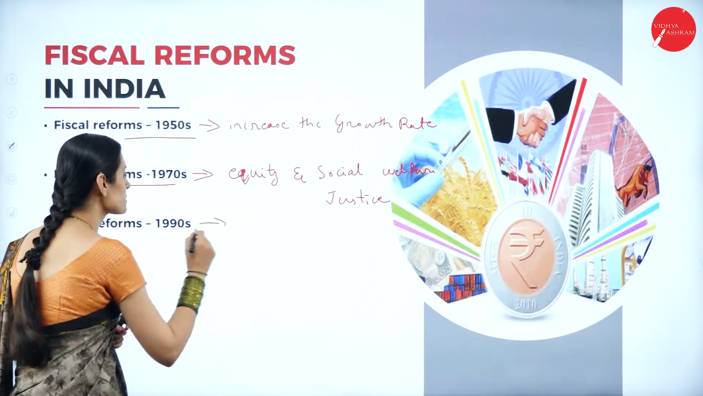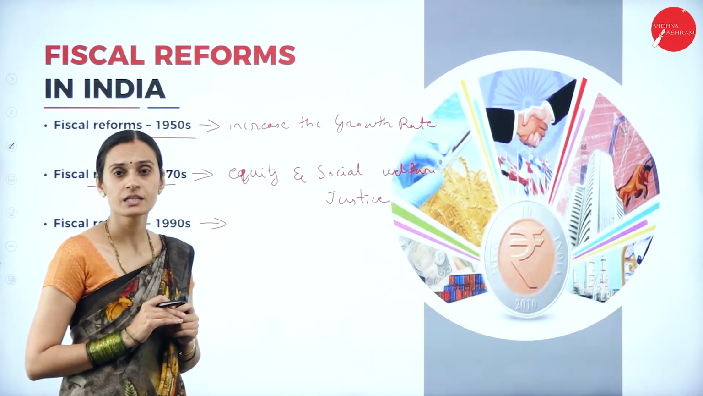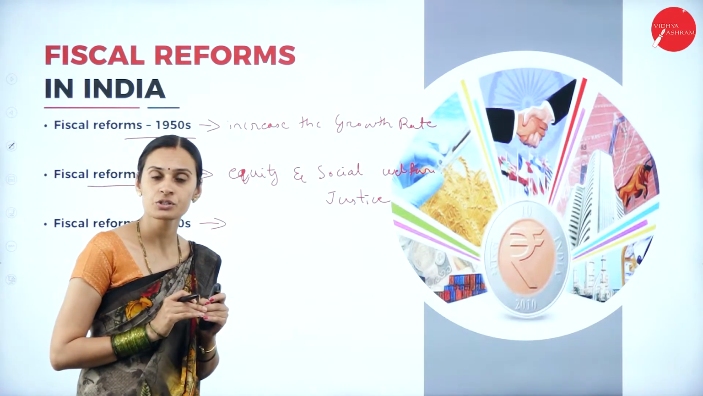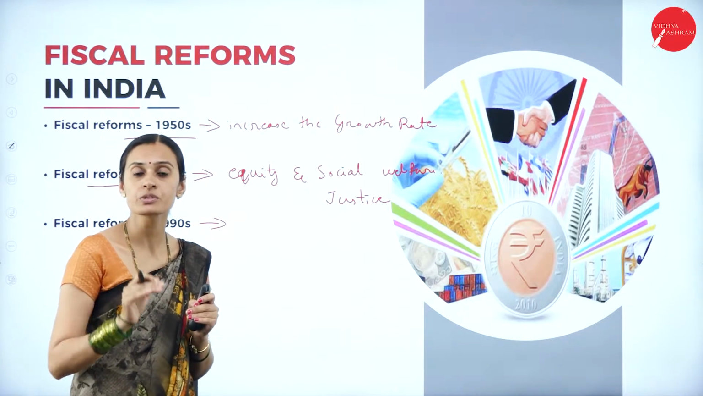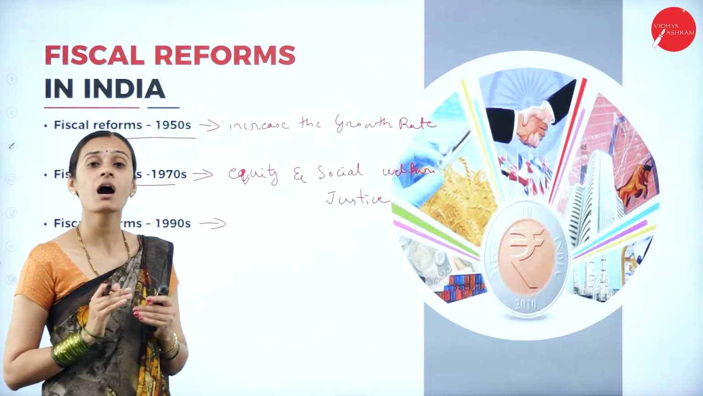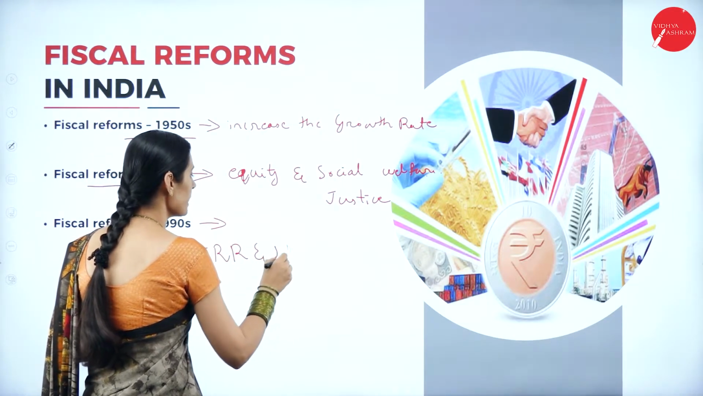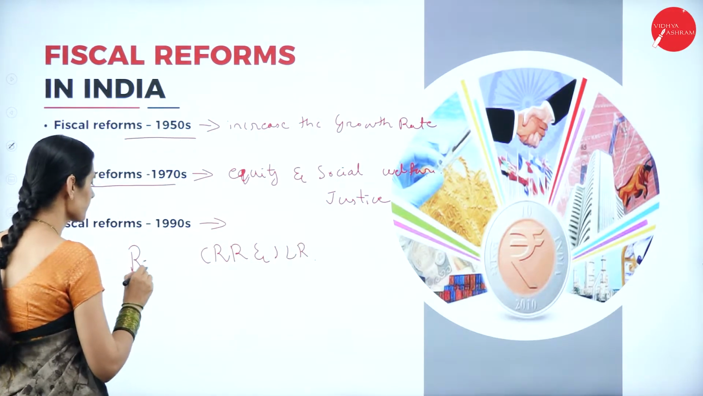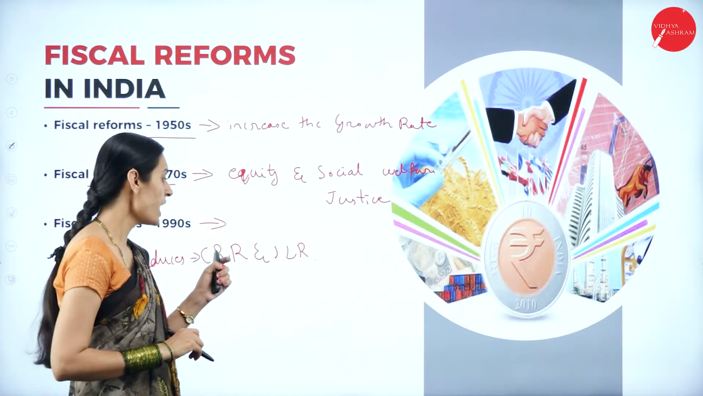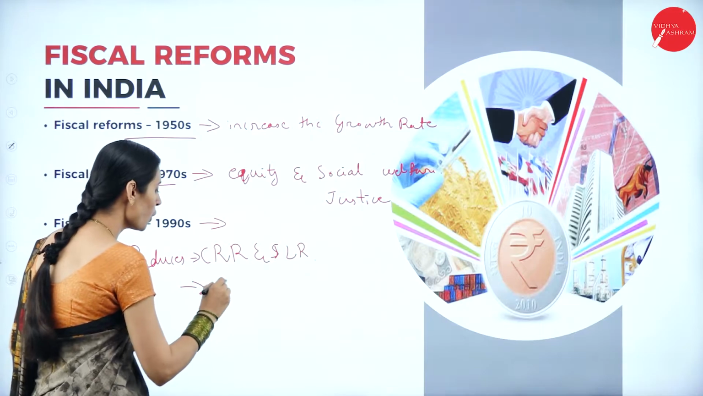And yes, the reforms in the 1990s. These reforms are considered the real reforms in the fiscal sector. They were introduced in 1991 with the new economic policy. It tried to reduce the role of the RBI in financial sectors, and to reduce the statutory CRR, cash reserve ratio, and SLR, statutory liquidity ratio.